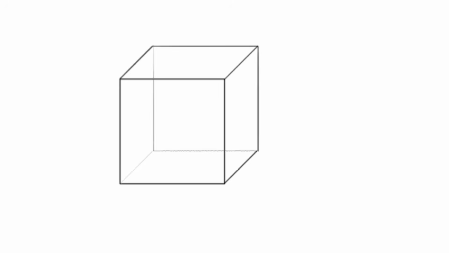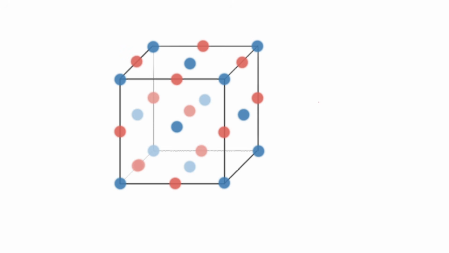Okay, so we've got a cube. We're going to position some anions in the FCC type positions. Okay, and then we're going to see nestled in amongst them in these little interstitial sites are these cations.